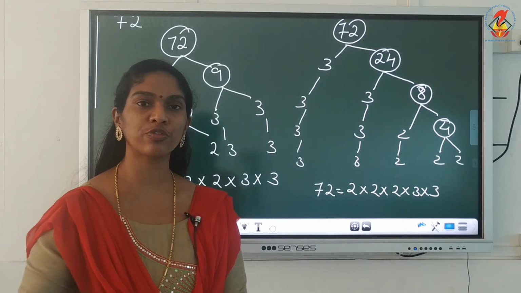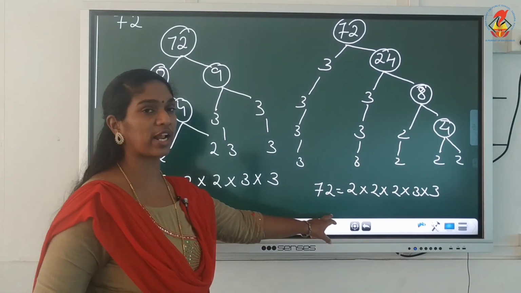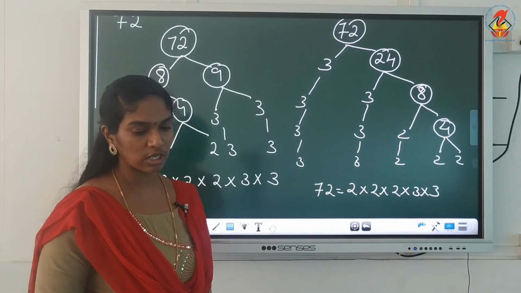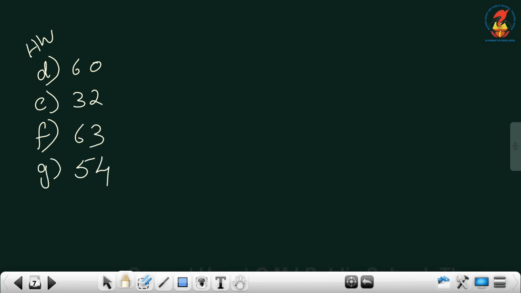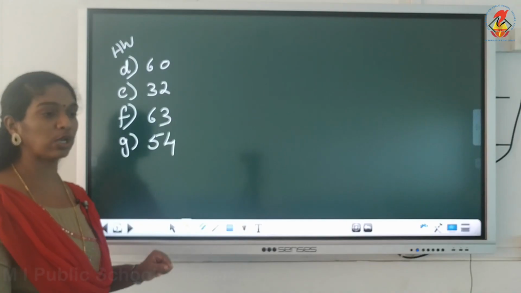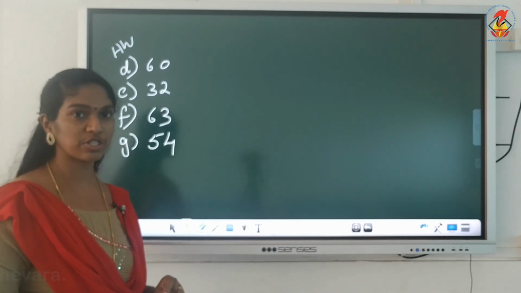Okay children, so understood how to find out the prime factorization? The very important thing is, after you draw the factor tree, you have to write this down like this. That is important. So I'll give you a few homework questions. Question D, 60, E, 32, F, 63, and G, 54. 60, 32, 63 and 54. Do these 4 questions, find out the prime factorization by factor tree, and below that you have to write down the factors by putting the multiplication sign. Okay? Understood? Thank you.